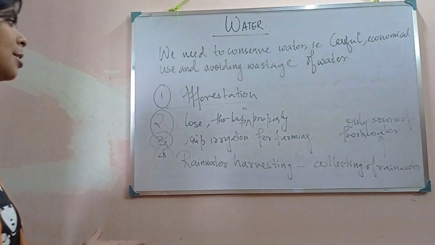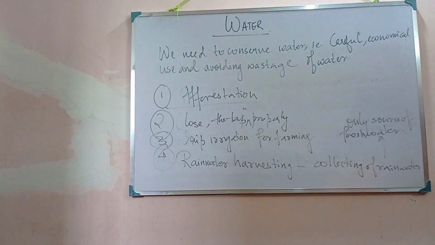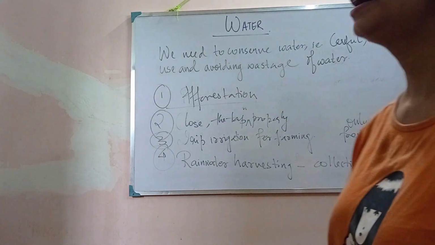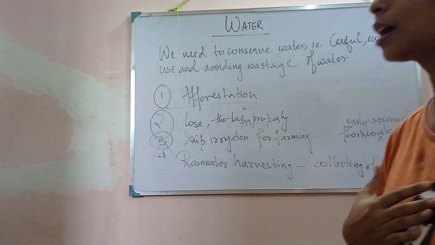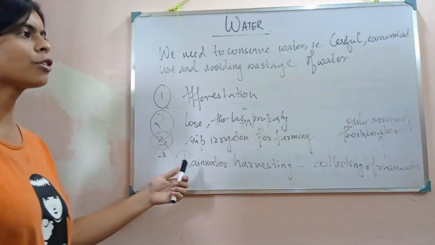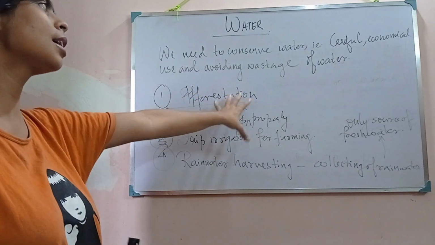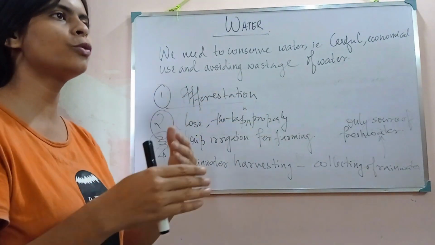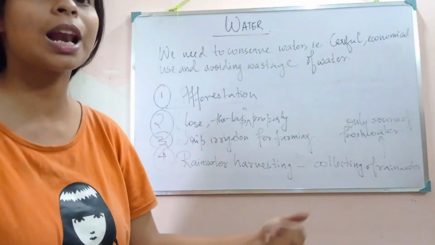So here you can see these are the various processes by which we can conserve water. The conservation of water starts from your home only. It is not that we tell others to stop the wastage of water, and when it comes to us we are not doing the same. It should come within us. It should start from home, and then we will move to society, and then to a larger scale.